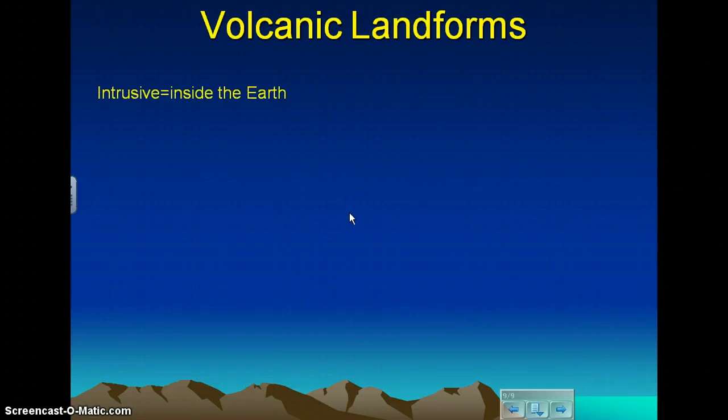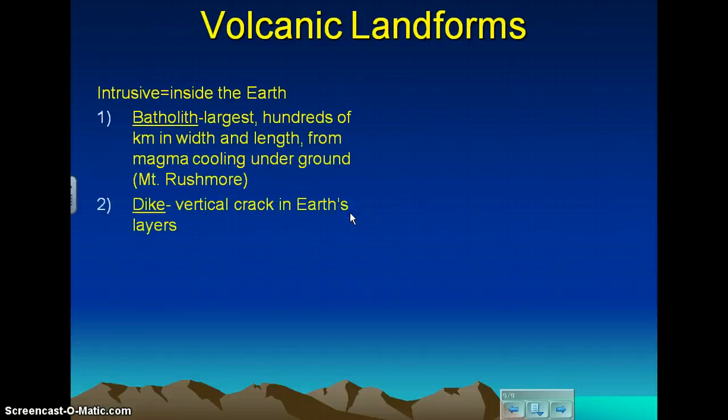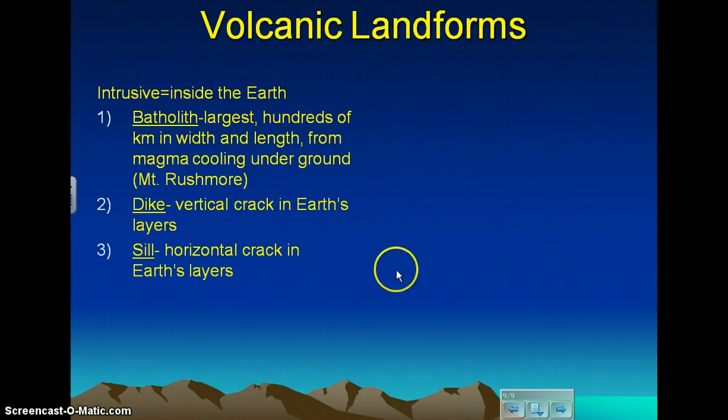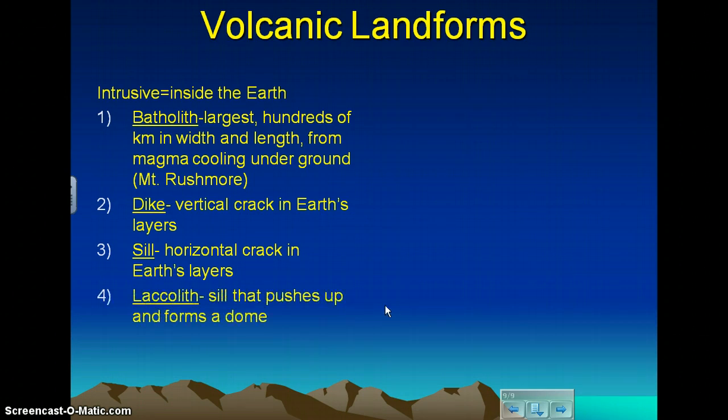There are many different kinds of landforms that result from volcanoes erupting. There are ones that are within the earth; intrusive is what they're called. Here are some examples of them. There's the batholith, which is very large, hundreds of kilometers in width, and this is a whole big area of magma that has cooled underground. And actually, Mount Rushmore is an example of a batholith that has eventually come to the surface.